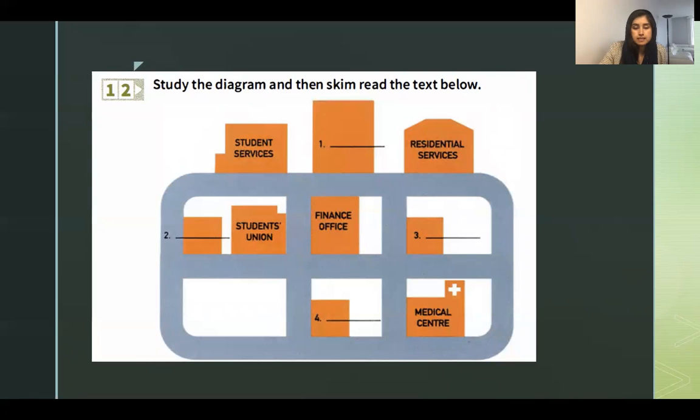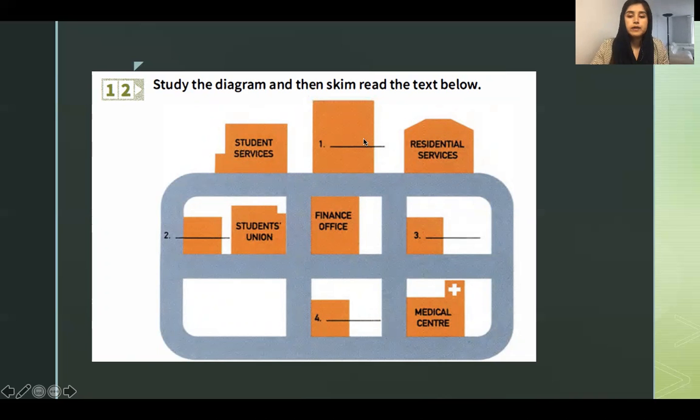So let's work on this diagram, and then we'll see how it goes, and it's going to be pretty simple to do. So study the diagram and skim read the text below. So first you see the diagram, what you have. So it's student services, a student union, finance office, residential services, medical center. So you know that it's a school or a university or something.